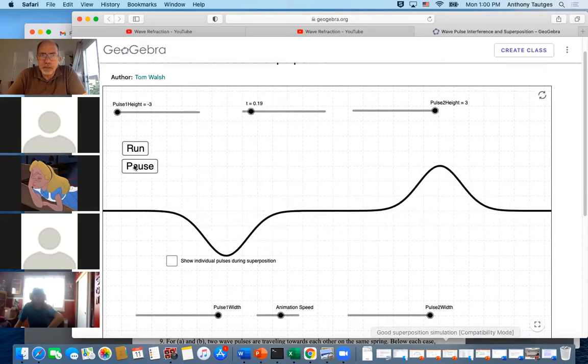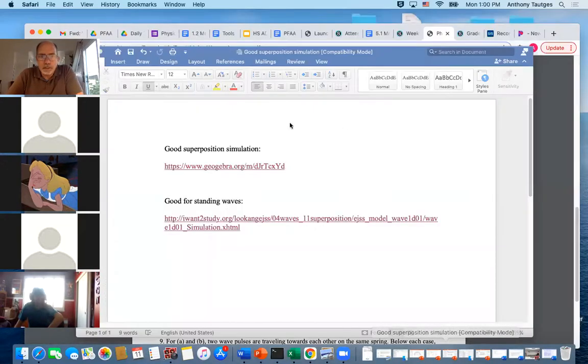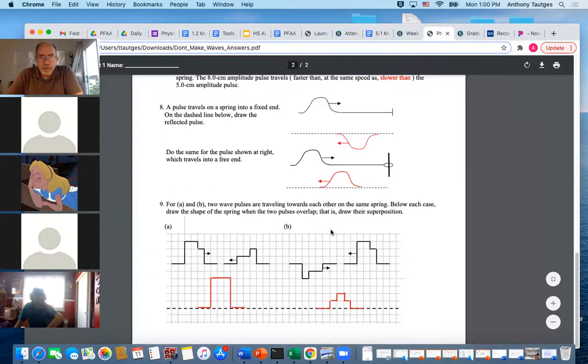Now getting back to my Waves worksheet 1. Here are the answers when they overlap. Notice each pulse is 3 units wide. Talk about the left-hand third: +3 there, +1 there, that's going to add to a +4. The middle third, +3, +1, add to a +4. The right-hand third, +2, +2, also add to a +4.